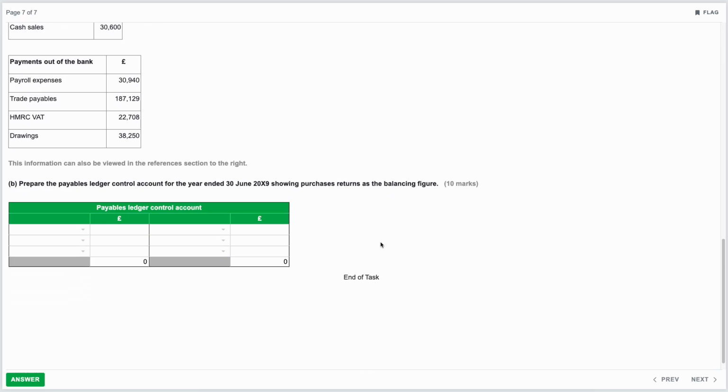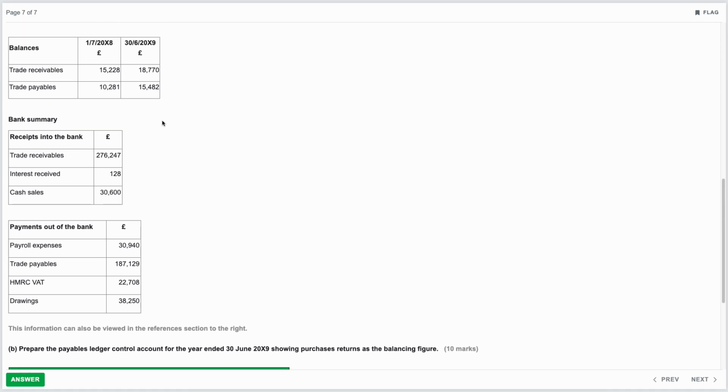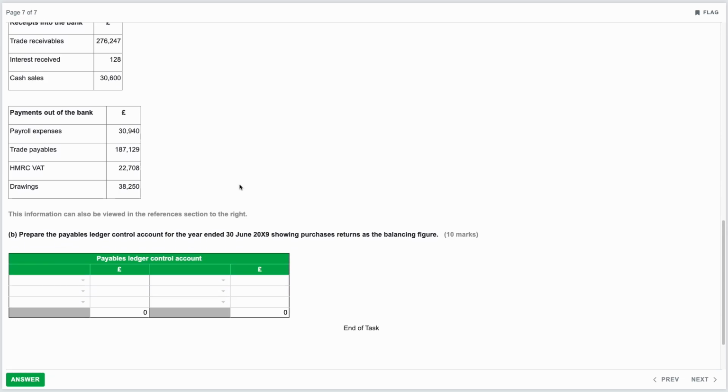So all we need to do then for part B is prepare the payables ledger control account for the year ended the 30th of June 20x9, showing purchase returns as our balancing figure. Okay, no problem at all. So we've been given our start and end balance. So our balance brought down at the beginning of the year, our starting balance was 10,281. Okay, so let's enter that in as our starting point then.